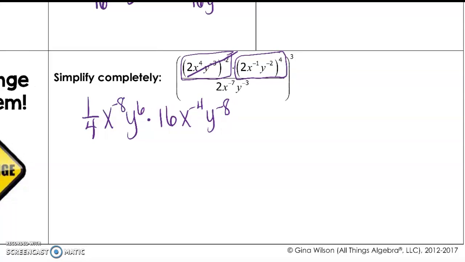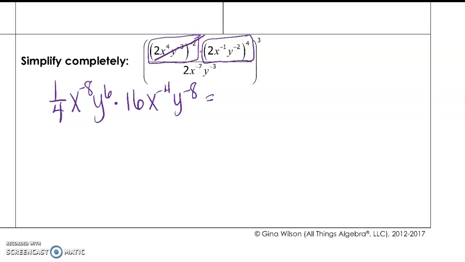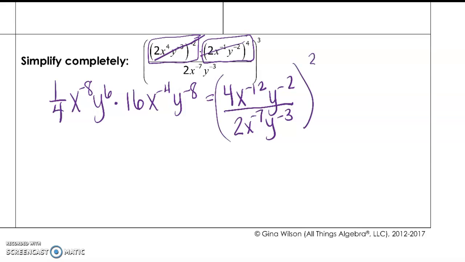So I'm going to put all of that together first. So I would get 4x to the negative 12, y to the negative 2. So that's just the top of my very inside fraction. We have that over 2x to the negative 7, y to the negative 3. That whole thing then is to the 3rd power. But it's much easier to simplify the whole inside before you take it to the 3rd power. So I'm going to simplify that over here.